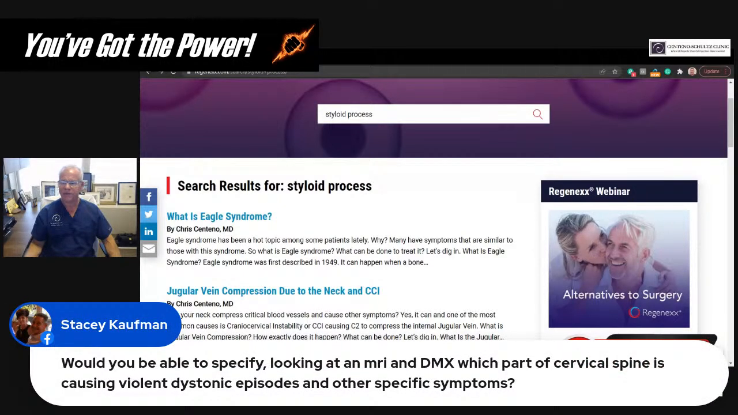Stacy, would you be able to specify, looking at MRI and DMX, which part of the cervical spine is causing violent dystonic episodes? Yeah, Stacy, generally not, meaning that CCI can sometimes cause dystonia, and or that may be other things causing those problems. So probably not.